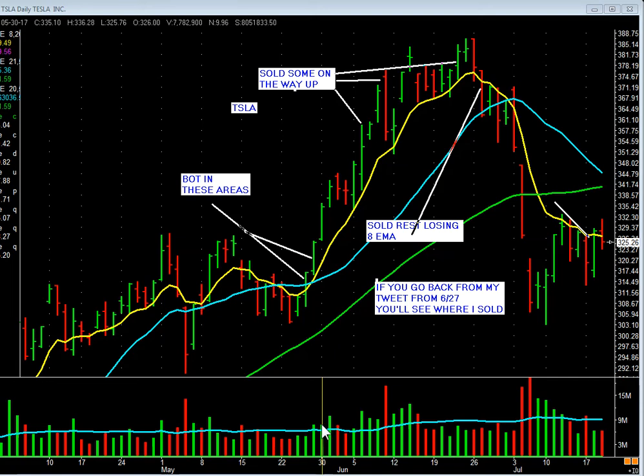But you've got to always put things in context of volume. It went up on good volume. It dropped here on less volume. The next day, it fell just a little bit on even less volume.